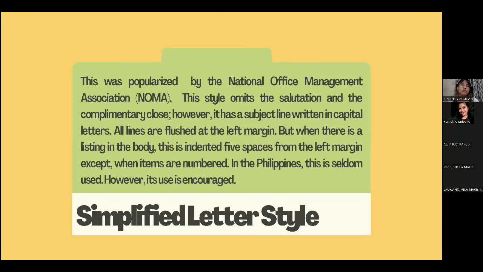Lastly, we have the simplified letter style. So this was mentioned to us before in our technical writing subject, so I decided to include it as well. This was popularized by the National Office Management Association or the NOMA. This style omits the salutation and the complementary clause. However, it has a subject line written in capital letters and all lines are flush at the left margin.